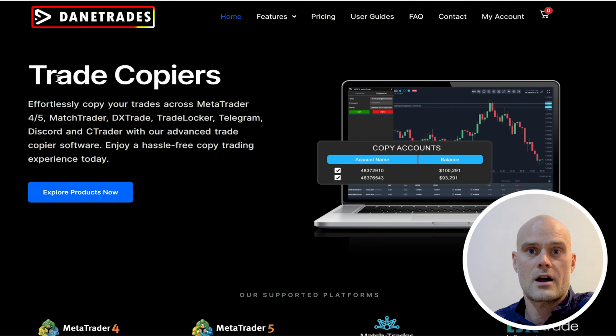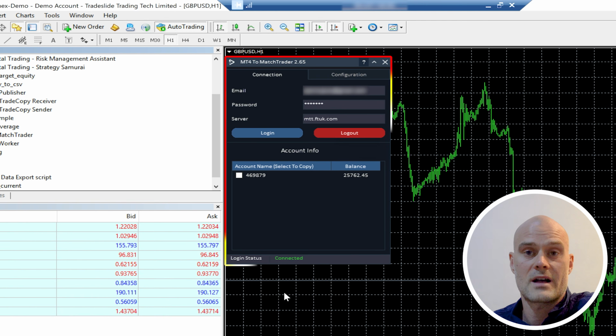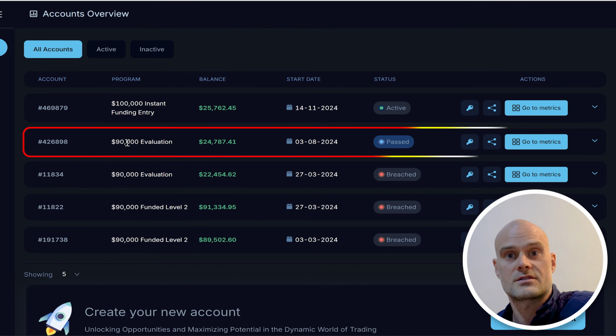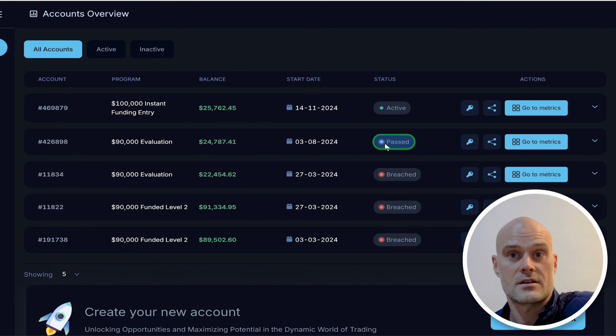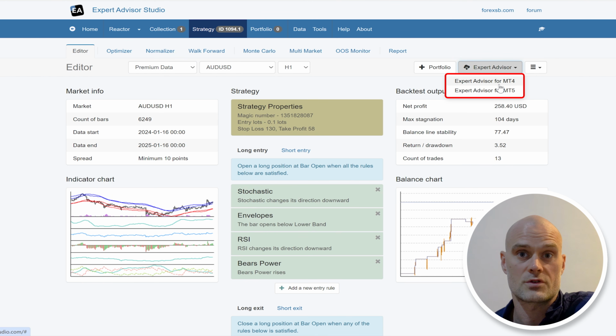Today I'm going to show you how I used a trade copier that trades from MT4 to MatchTrader to pass a recent challenge that I took. I was trading robots that I created myself using EA Studio, and as this exports to MetaTrader, I needed the copier to be able to trade on this particular prop firm.